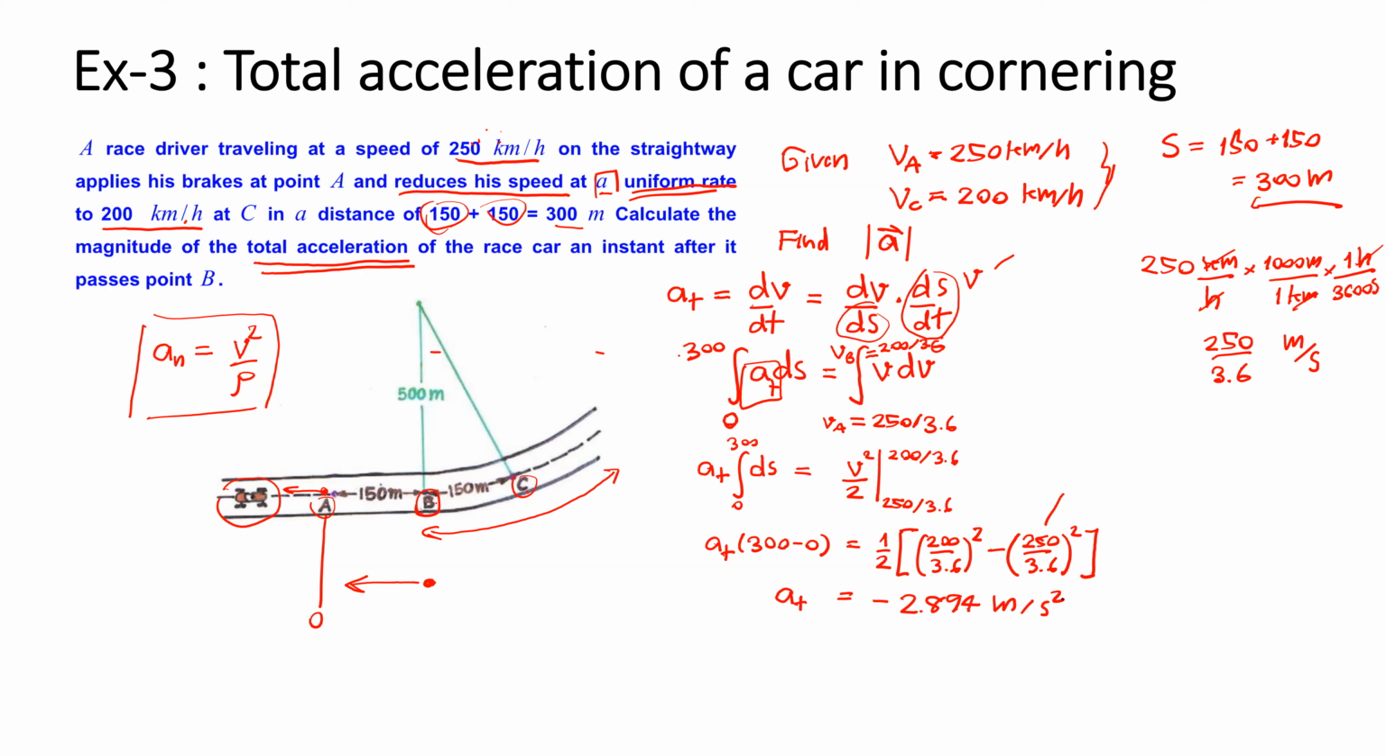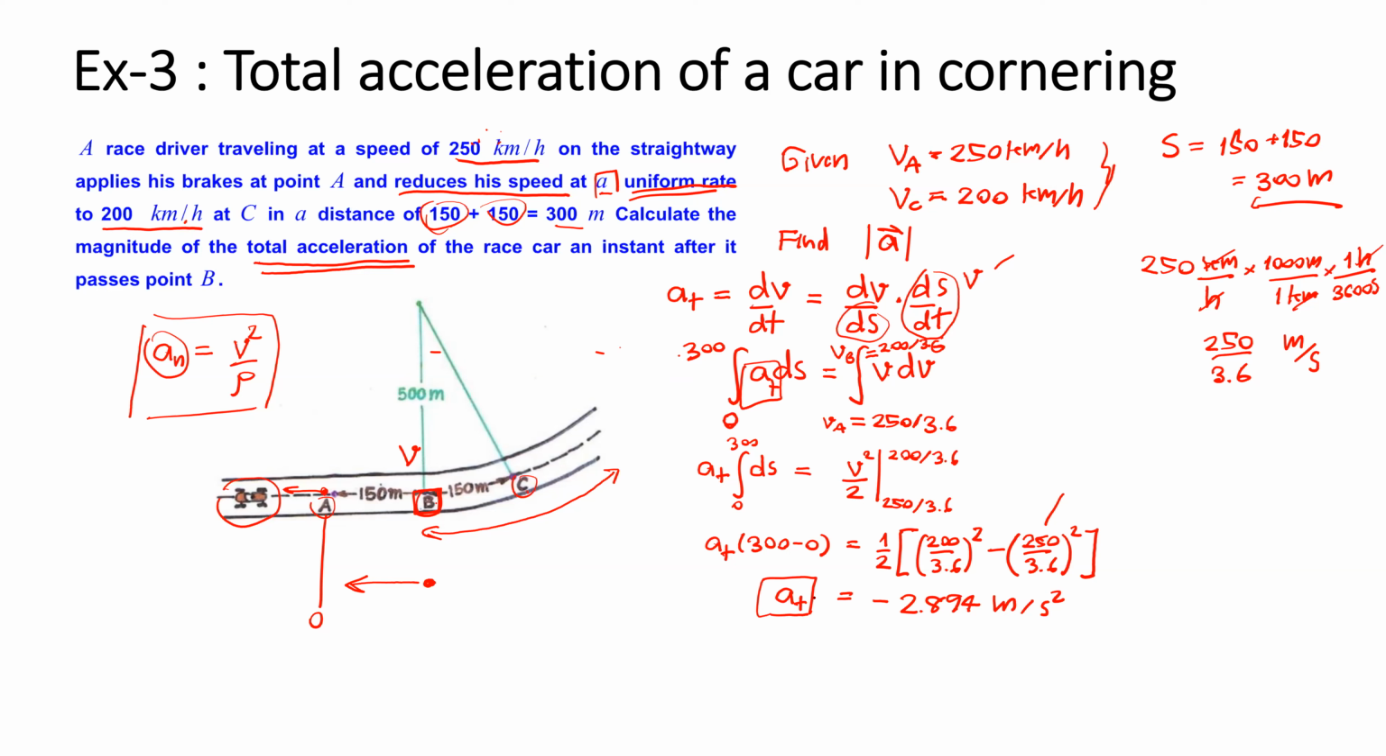This is the tangential acceleration. To compute the normal acceleration at point B, you need to know the speed, the tangential speed at point B. You need to know V in order to compute the AN. But now you know the uniform acceleration, right?